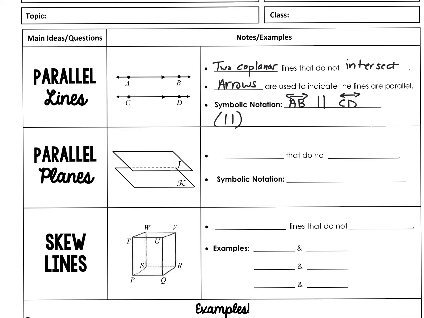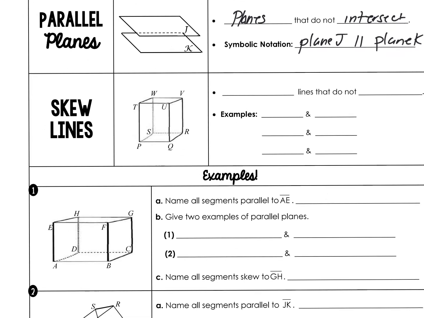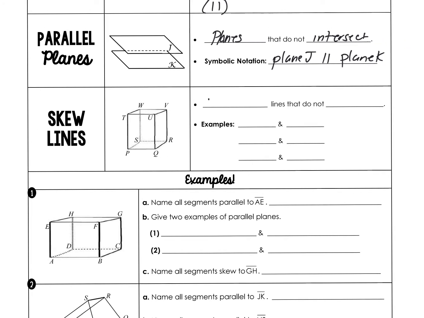All right, parallel planes. These are similar to lines, but they're planes that do not intersect. And we can just say plane J is parallel to plane K. Okay. Skew lines. So these are non-coplanar lines that do not intersect.